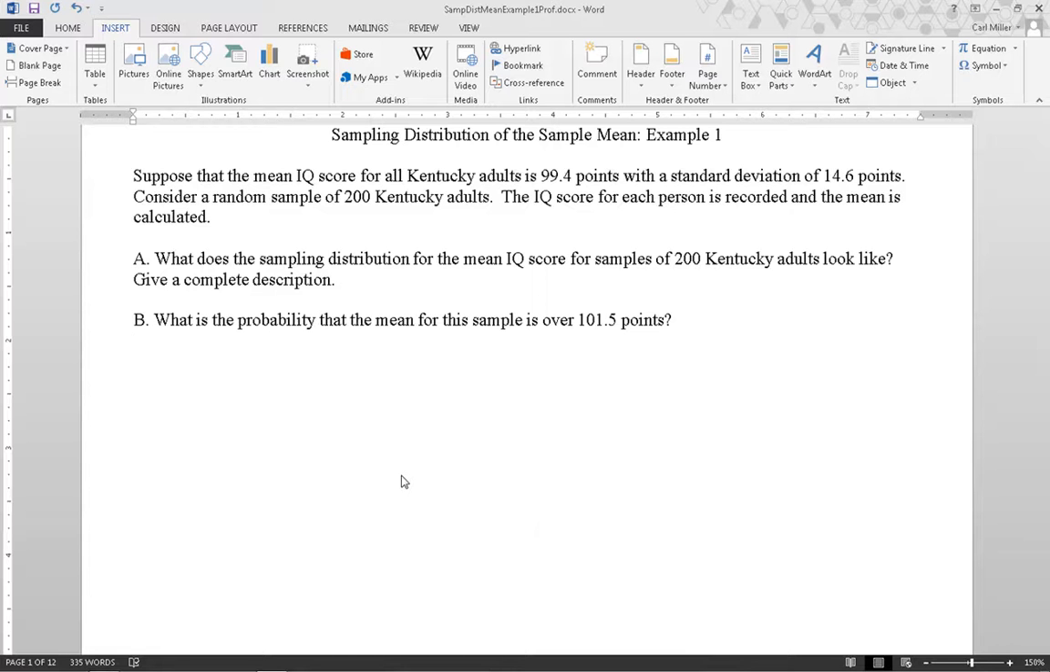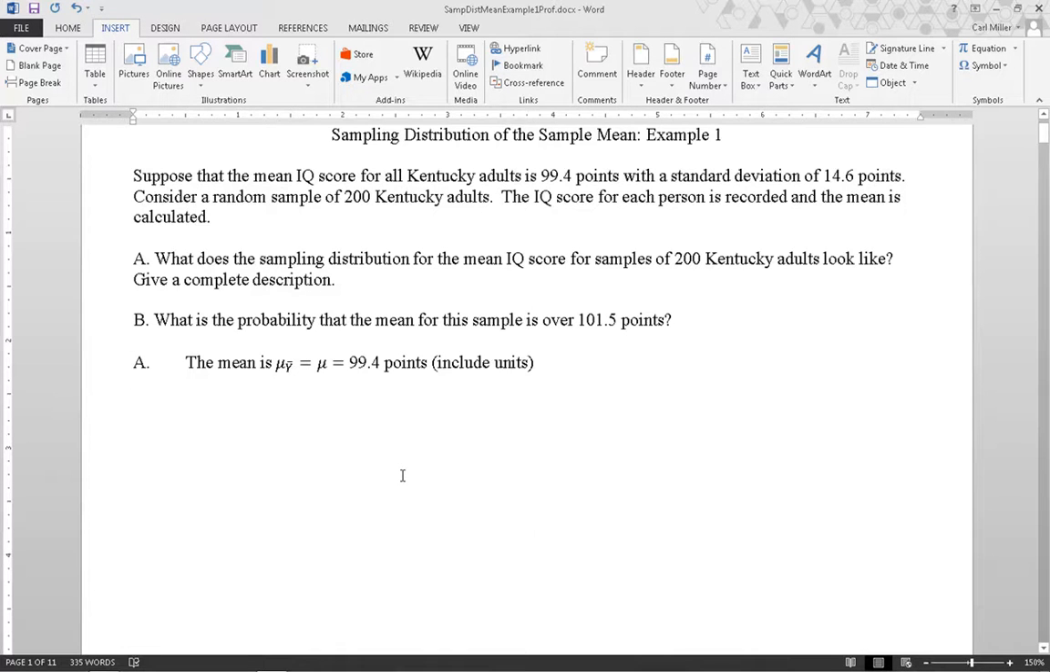A. What does the sampling distribution for the mean IQ score for samples of 200 Kentucky adults look like? Give a complete description. B. What is the probability that the mean for this sample is over 101.5 points? To answer part A, we need to identify the center or mean, the variability or standard deviation, and the shape. Specifically, is the distribution like a normal curve?